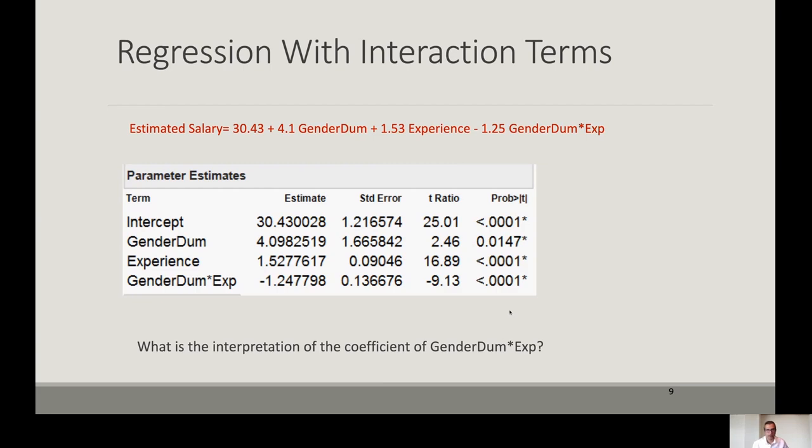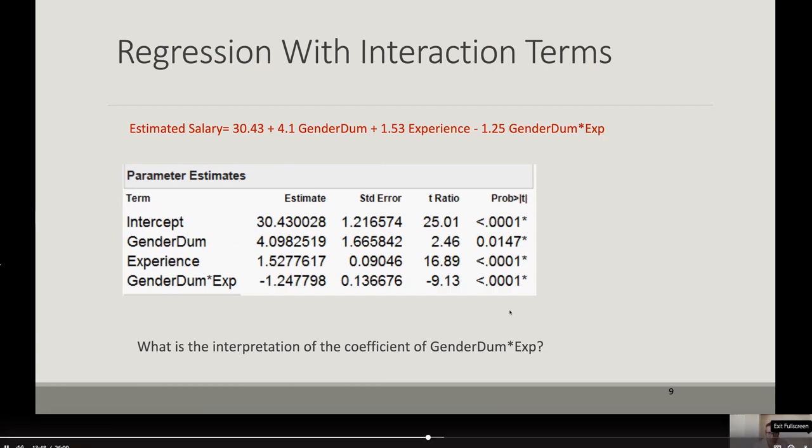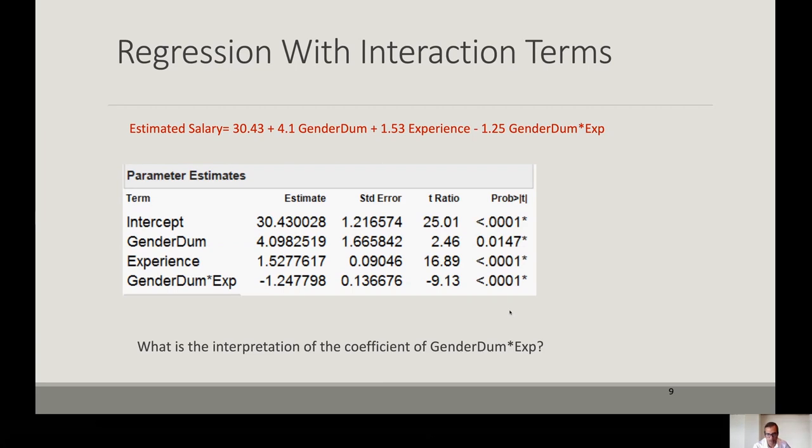And so here is the regression after we have included the interaction term, and you can see that the outcome that we get is that estimated salary is 30.43, that's your intercept, plus 4.1 times gender dummy, plus 1.53 times experience, minus 1.25 times the interaction term, which is gender dummy times experience, right? All of these coefficients are significant, so all of these matter in a statistical sense, right?